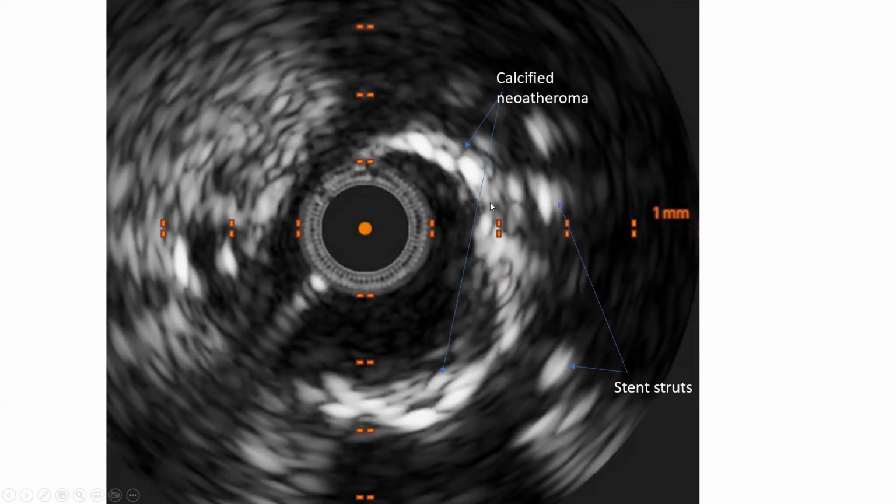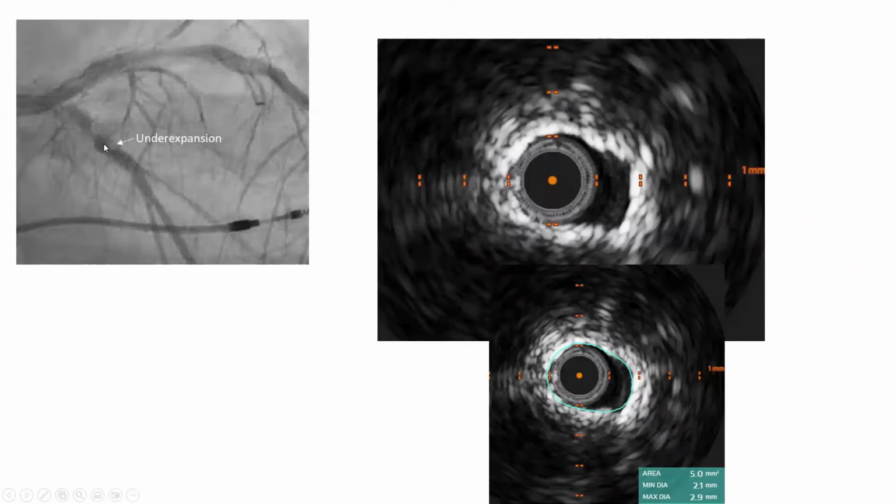And inside that stent strut, here it's easy. We know we have one layer of stents, not two. Inside that, we have that neoatheroma. All this is neoatheroma, all this is neoatheroma, and heavy calcium at the surface of that neoatheroma. And this is the underexpanded area.